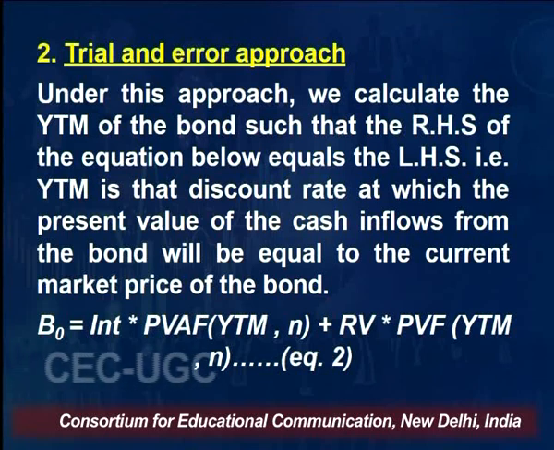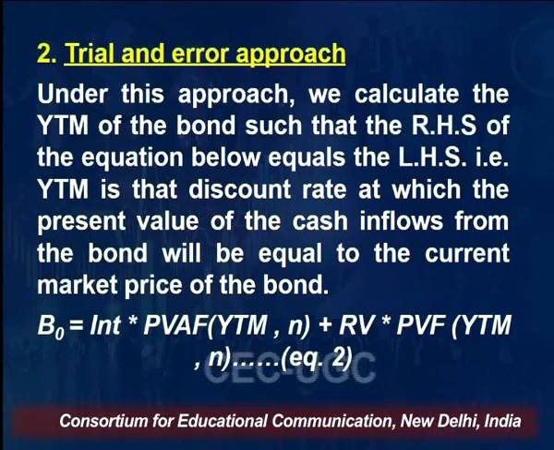So there are two things. For interest, we are using the present value annuity factor, because it will be a stream of income: 2 years, 3 years, 5 years, 10 years, whatever the life of the bond is. If the bond life is 10 years and an investor retains it for 10 years, every year the investor will be getting the interest. That's why we are using the present value annuity factor at the YTM rate for n number of years. N is, in our example, 10 years.